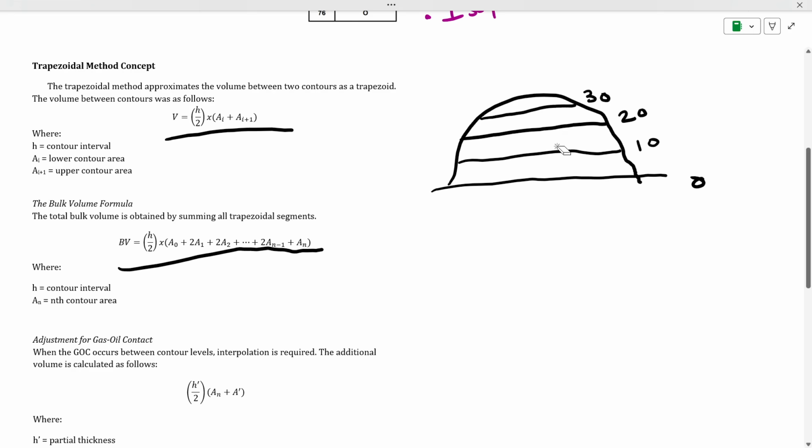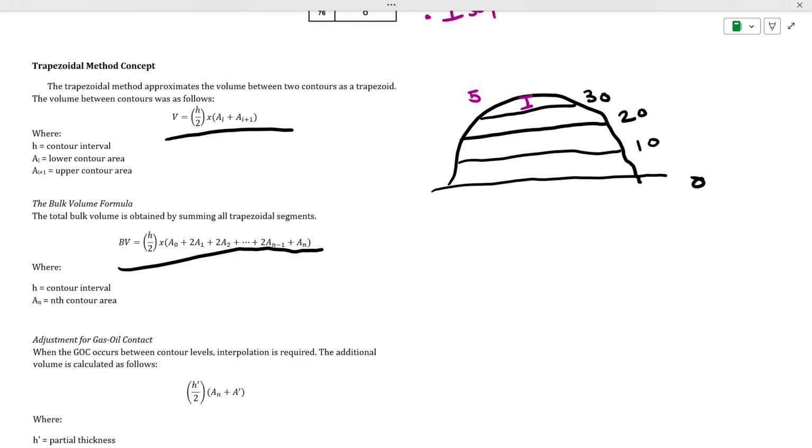Right, let's stick with this. So we have 10, 20, 30, but in the final interval between this 30 and the final contour, the thickness of the last two contours is, let's say, 5 feet.